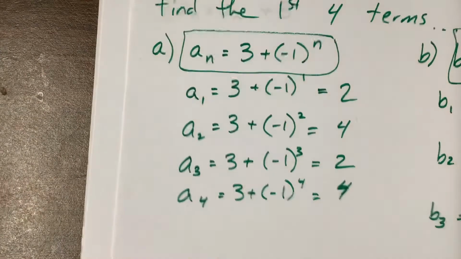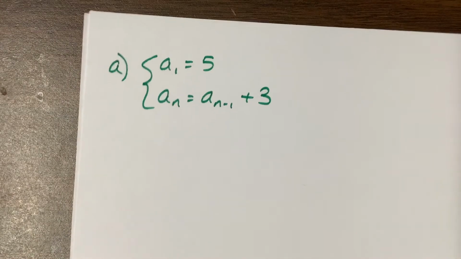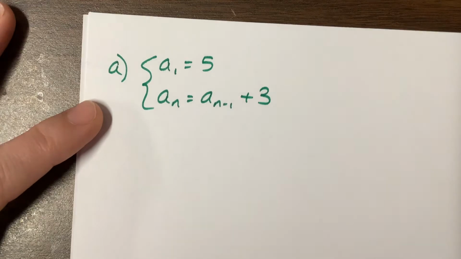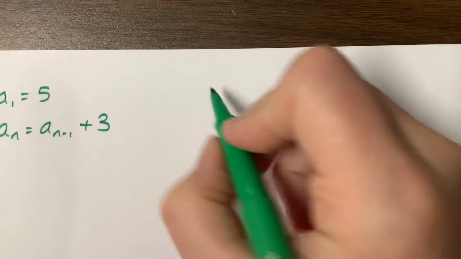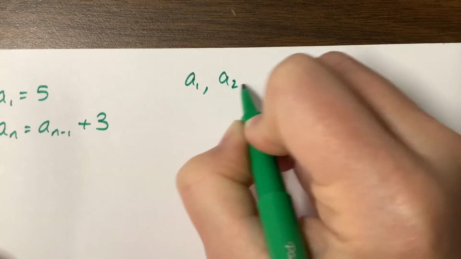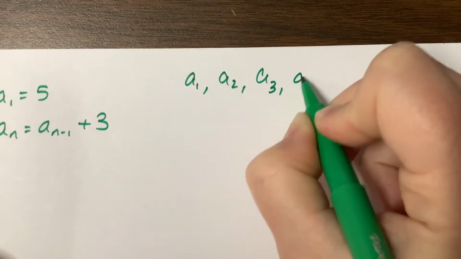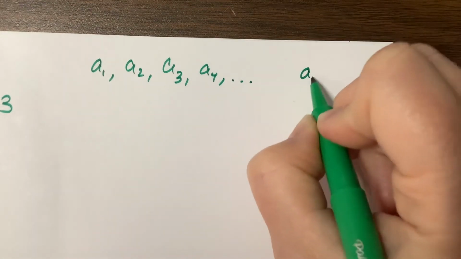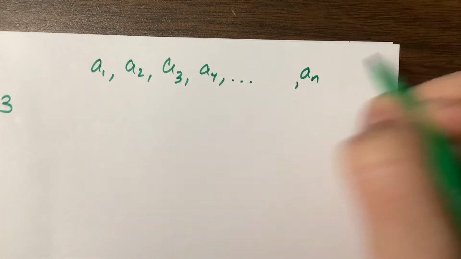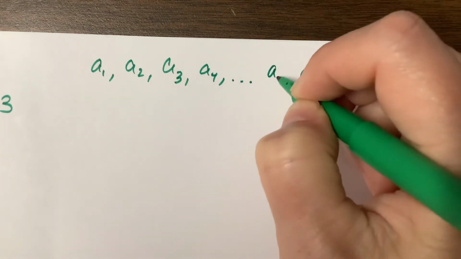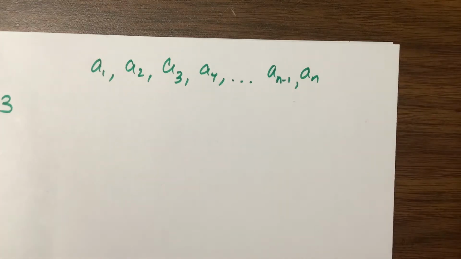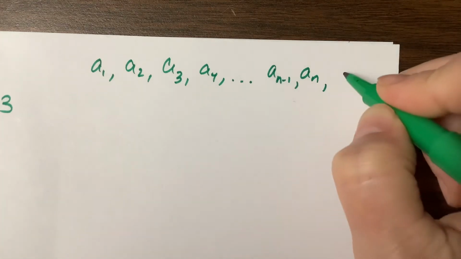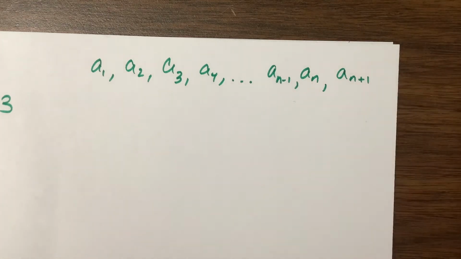So now we've moved on to a recursive formula. And what this is saying is, if you think about all of the terms of your sequence, you've got your first term, your second term, your third term, your fourth term. Somewhere out here is your nth term. And the term that came right before the nth term is the n minus 1th term. And the term that comes right after your nth term is the n plus 1th term.